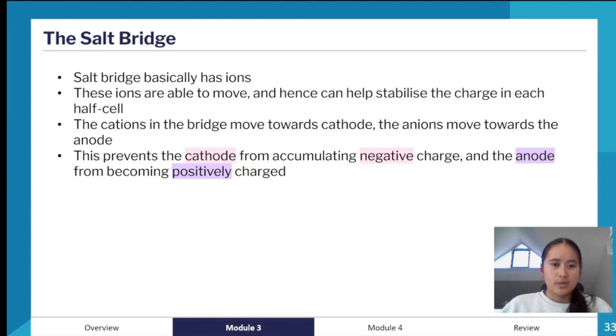But the cations in the bridge move towards the cathode and the anions move towards the anode, and this prevents the cathode from accumulating negative charge. So the cations are positive and they move towards the cathode to prevent it from becoming too negative. And then the anions, which are negative, move towards the anode and prevent it from becoming positively charged. So that's the salt bridge. It plays a very important role. You can't do the galvanic cell without the salt bridge. So that's something important to remember.